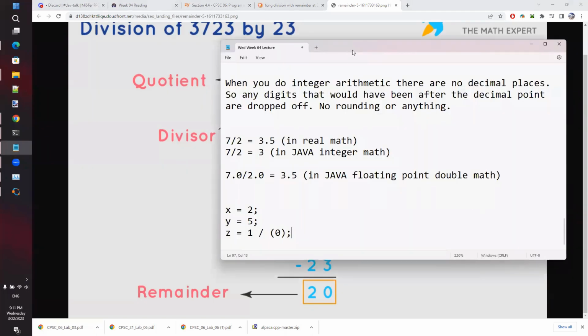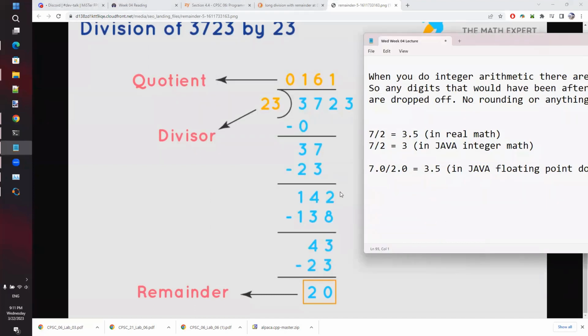So you could say that when you do 3723 divided by 23, the result is 161, right? And the remainder is 3. Or I said 3, but the remainder is not 3. The remainder is this number, the 20, right? Does that make sense? So when you do long division without decimals, you will get a remainder typically. So 3723 over 23 is 161 with remainder 20.